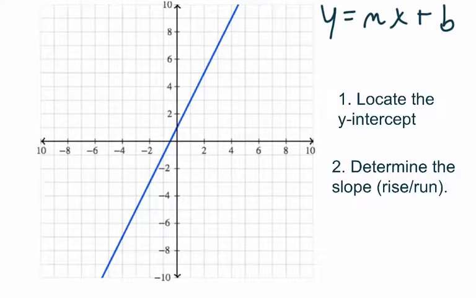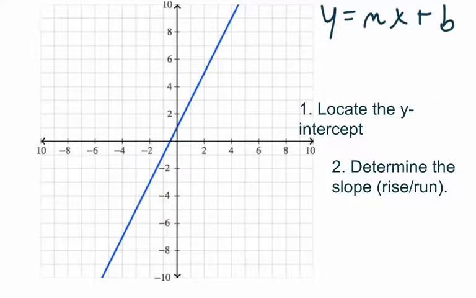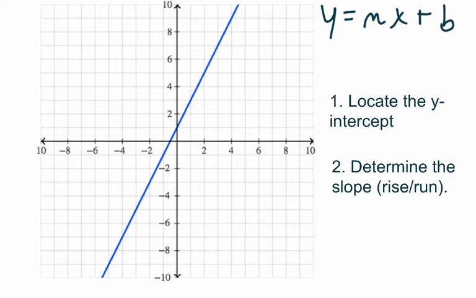So the first thing we want to do, if we have this graphed line on the 4-quadrant grid and we want to figure out what equation is being graphed here, is locate what's called the y-intercept. So the y-intercept is, in effect, the b part of the equation. This is the easier one to find out of the two steps we need to follow.